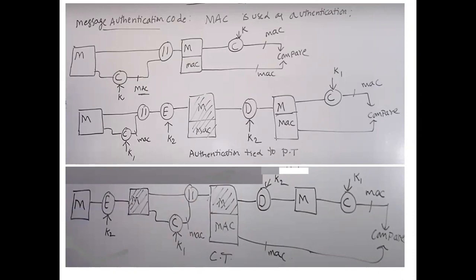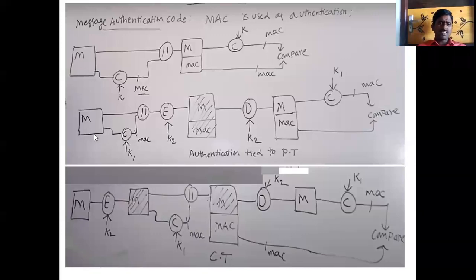Let us see the remaining two cases: authentication with respect to plain text and authentication with respect to ciphertext. You can observe here in the second one, this is the plain text. You are performing the function with a key K1, so you will get a MAC code. Same process like the previous one.